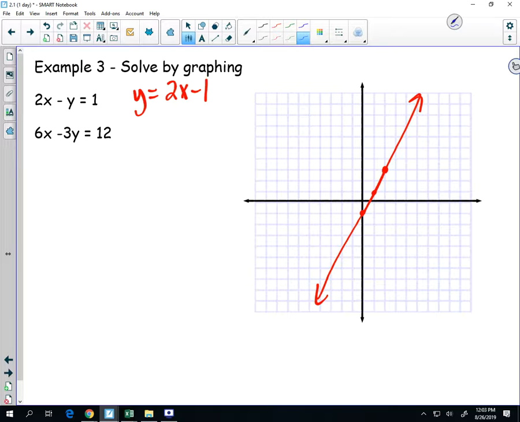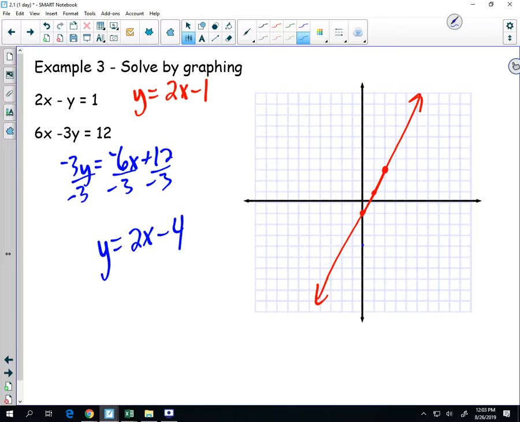And on this one now, if I subtract 6x over and divide by -3, I get y equals 2x minus 4. So now I have a y-intercept of -4, up 2 over 1. And so because they have the same slope, because they have the same rate of change, they're never going to meet. And so the solution to that is that there is no solution. Okay?